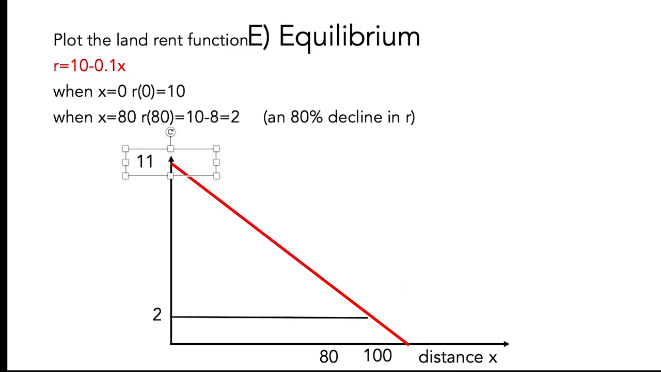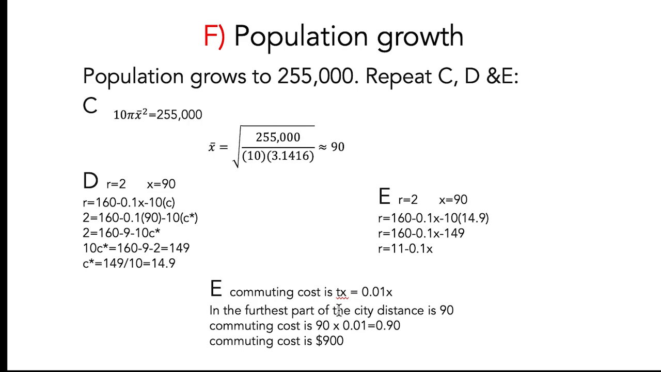However, let's go and check the commuting cost. The commuting cost, of course, is t times x. In this case, x is 90. So 0.01 times 90 is equal to 0.9. The commuting cost, instead of being 800, now it's 900.